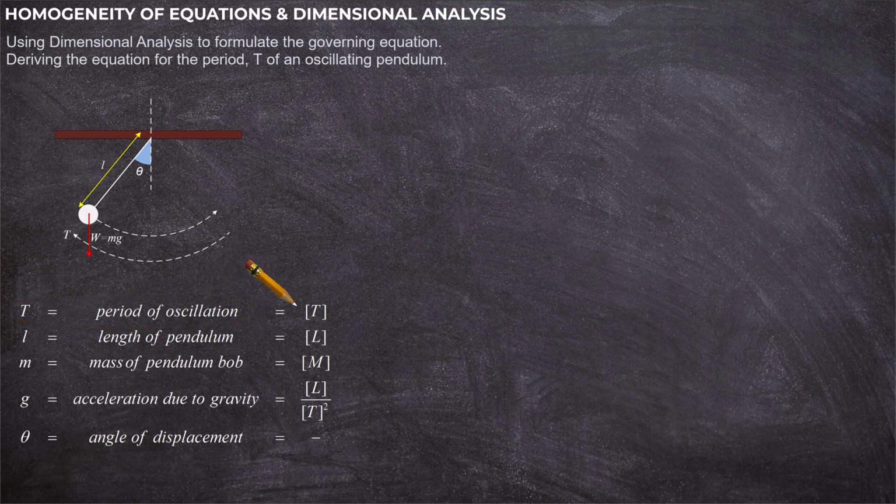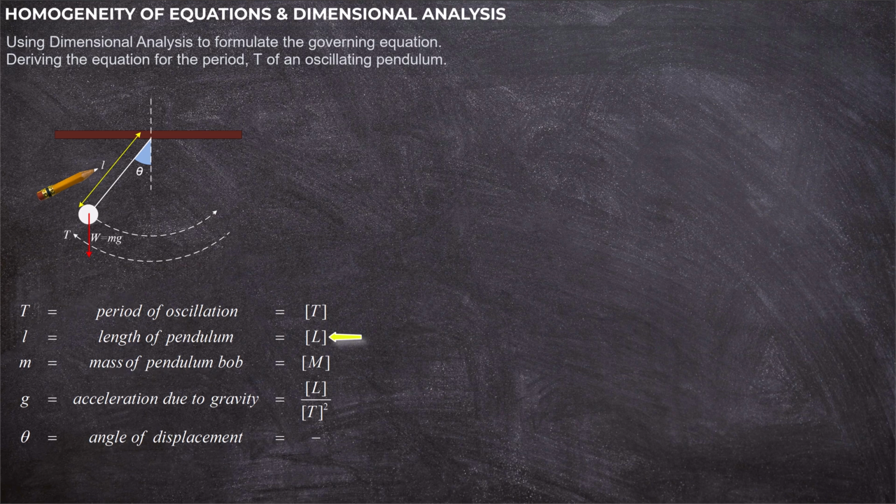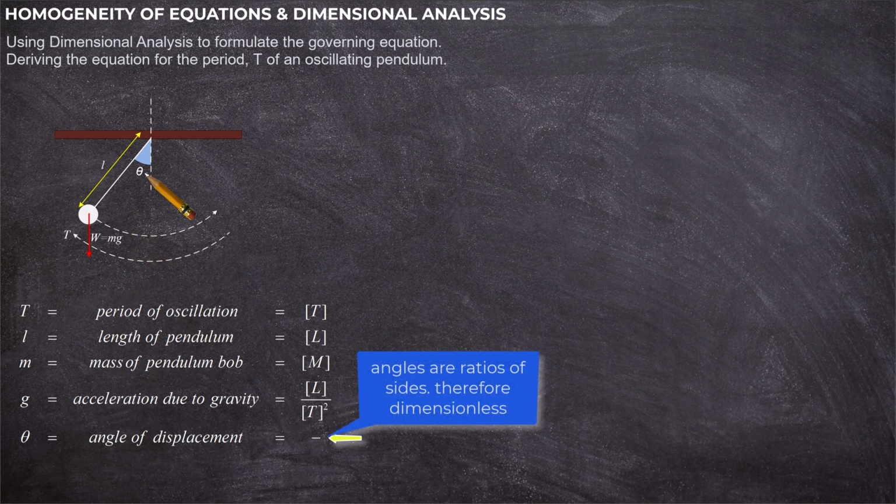When you look at the actual physical situation, the various physical quantities that could affect the period T and be in the equation for T are: length of the pendulum, dimension capital L; mass of the pendulum bob, m, dimension capital M; g, acceleration due to gravity, whose dimension is length divided by time squared as it's an acceleration; and theta, the angle of displacement from the vertical, which is dimensionless. Angles are ratios and are measured in radians or degrees, hence unitless.